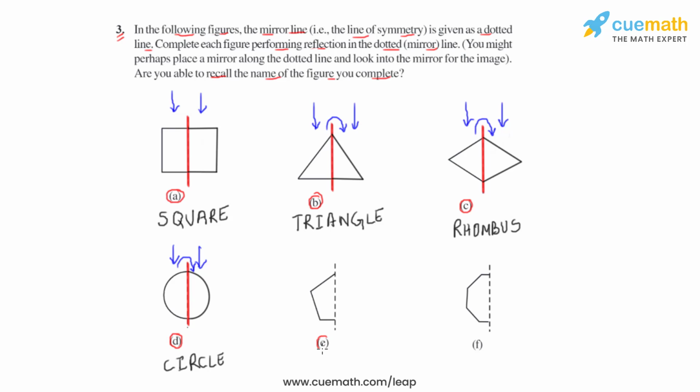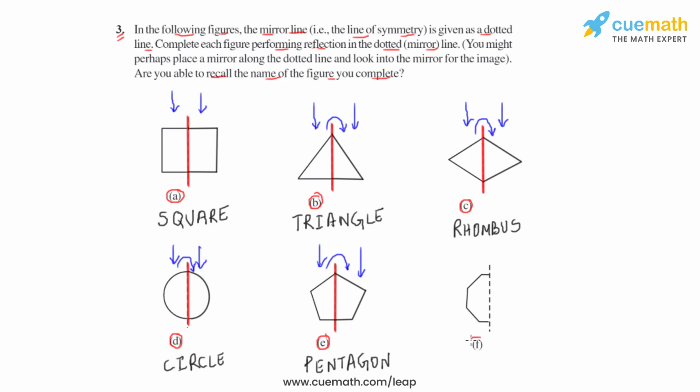Moving on to part E, if we reflect this half, the first half of the figure, using this as the mirror line, we'll see that the other half would be this. If we remove the mirror line, we see that it's nothing but a pentagon because it has 5 sides, and this is the complete figure. And also we see that this is the other half and this line acts as the line of symmetry for this figure. Hence, the figure which we get in this part E is a pentagon.